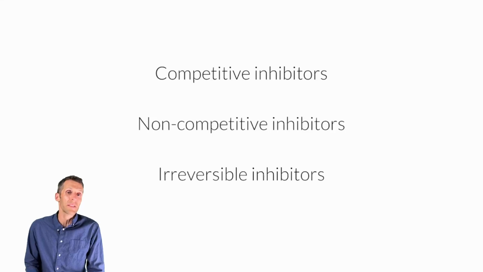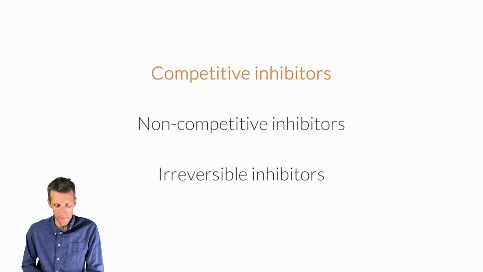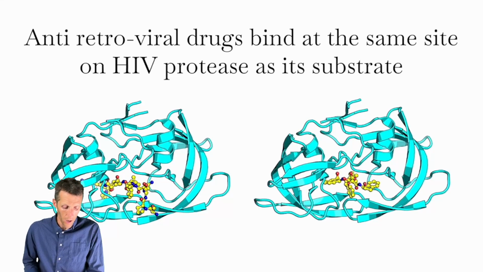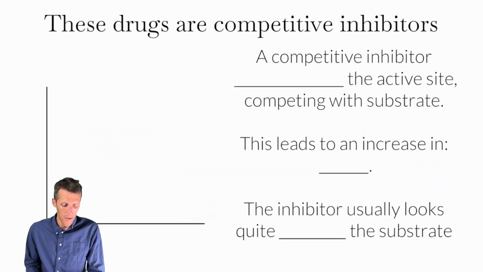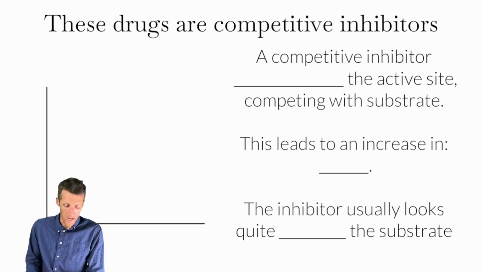Now we're going to talk about 3 different mechanisms an inhibitor might have of an enzyme and how that's reflected in the Michaelis-Menten kinetics. So first, competitive inhibitors. HIV protease is critical for the maturation of the virus. And antiretroviral drugs actually bind at the active site. So this right here is the HIV protease bound to its normal substrate. This is it bound to its drug. And it turns out that these drugs are acting as what's known as a competitive inhibitor.